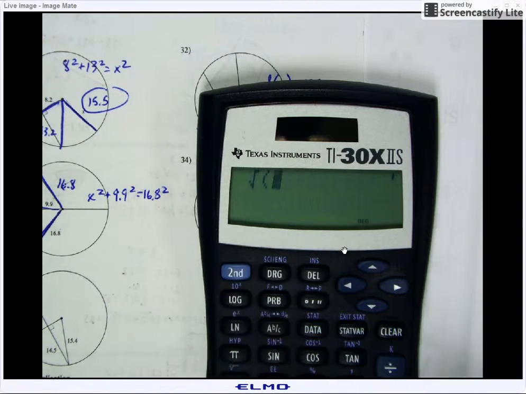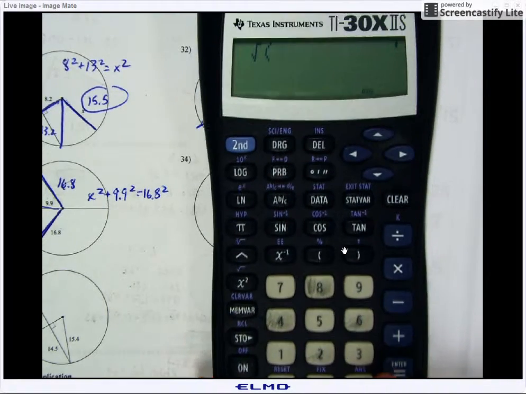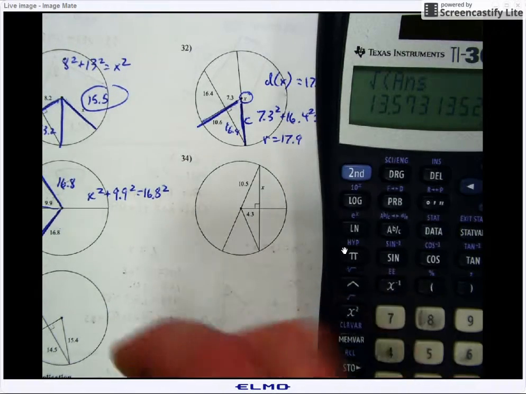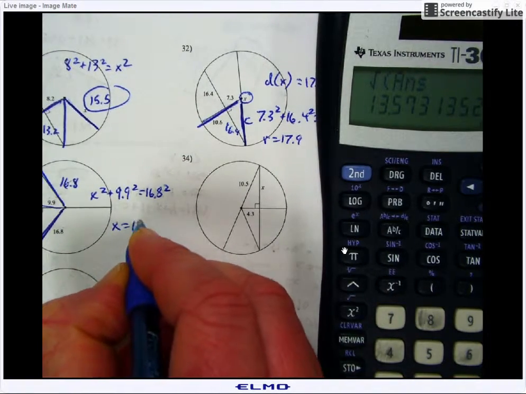And there's a thing called ans that stores your last answer, or you can just enter it in. There it is in blue. I'm going to push ans. So 13.57, so x equals 13.6.